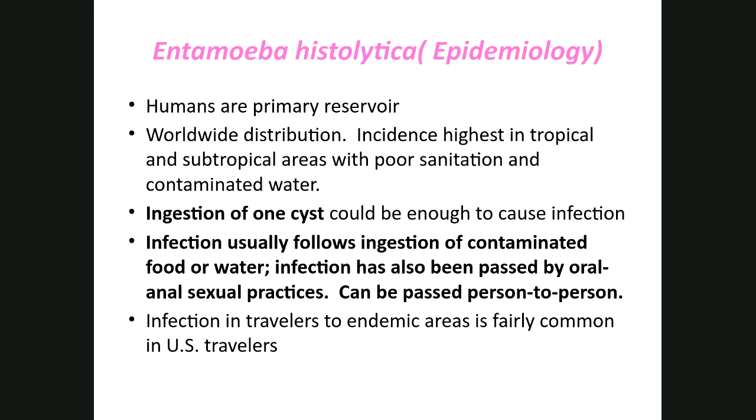Humans are the primary reservoir. Highest incidence is in the tropical and subtropical regions, for the obvious reasons: poverty, lack of education, poor sanitation, etc. Just one cyst can produce an infection. Infection is through food and water, and has also been seen through sexual malpractices, especially in homosexual men. It can be passed person to person. So this is what it is.